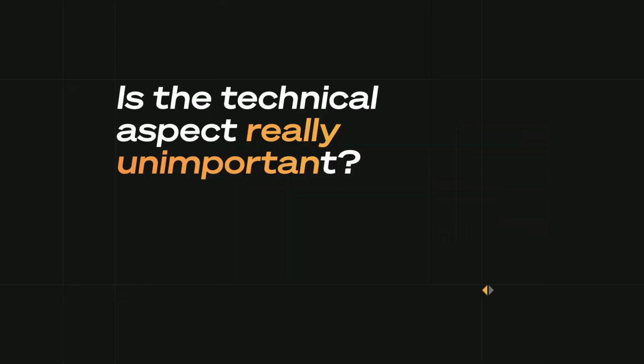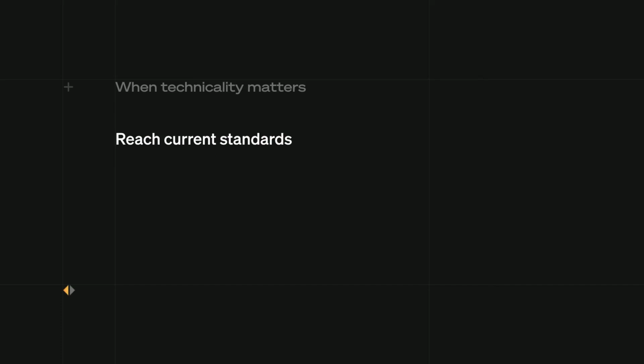So does that mean that the technical aspect of an image is entirely irrelevant? Of course not. I think there are two moments where the technical aspects are important. It is important at first to reach what I would call the current standards. You want materials, lighting, and geometries to look realistic enough to be believable. Once you reach that point, most of the heavy lifting will then be done by composition principles rather than the technical fine-tuning.